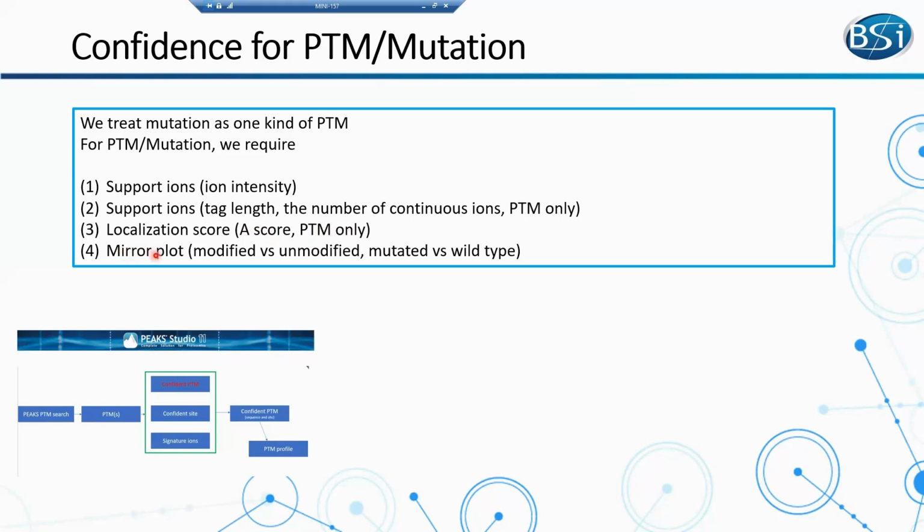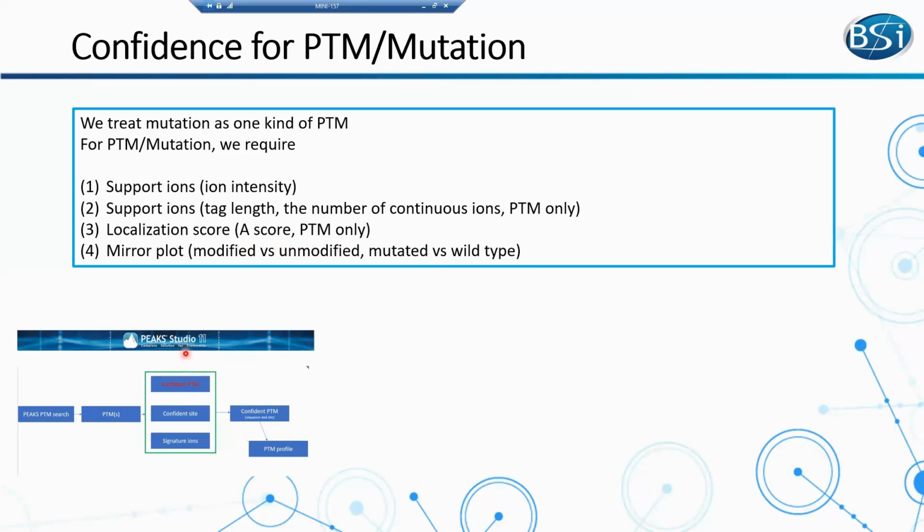And also we have the mirror plot. Compared with our peptide DB search result page, in the PTM or the mutation page, the mirror plot is not the measured one compared with the predicted one. It's just the modified compared with the unmodified, or mutated compared with the wild type. Since in this application, what we are interested in is not the similarity between the predicted and the measured, but rather, if there is a new PTM here, what will happen? Especially we want to check if the spectra change and also if the delta RT has some change.